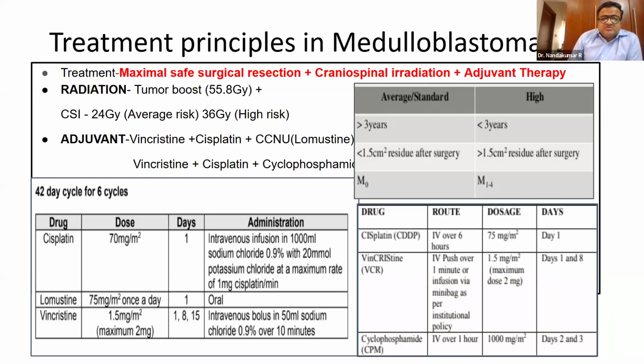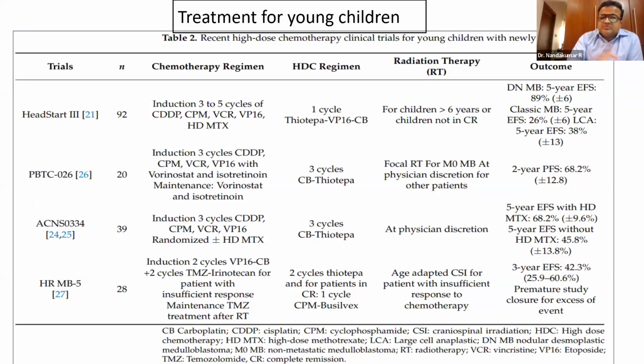So in medulloblastoma, you have surgery followed by radiation, and then you have your adjuvant chemo. The chemo regimens used are vincristine, cisplatin with low-dose CCNU, and the other regimen is vincristine, cisplatin, cyclophosphamide.